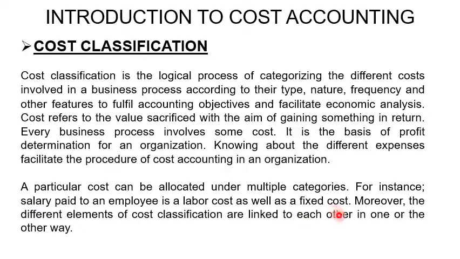Moreover, the different elements of the cost classifications are linked to each other in one way or another. As we have discussed, there are two important allocations of cost, direct cost and indirect cost. Both costs are linked with each other, and both are important for the production of a product. So let us begin to discuss the basic classification of costs.